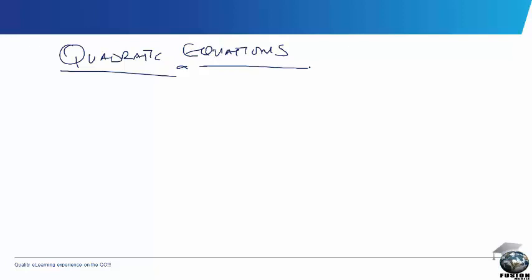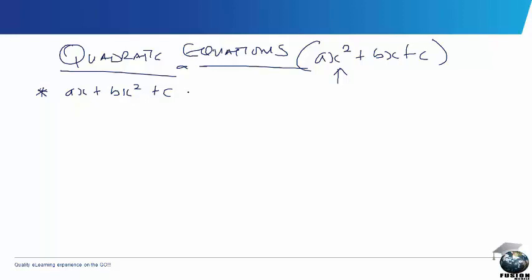Okay, the highest index power of 2. Such equations are of the form ax squared plus bx plus c. The highest index power of 2 is seen on the first part of the equation. They could as well be written in the form of ax plus bx squared plus c, or rather I could say bx plus ax squared plus c.